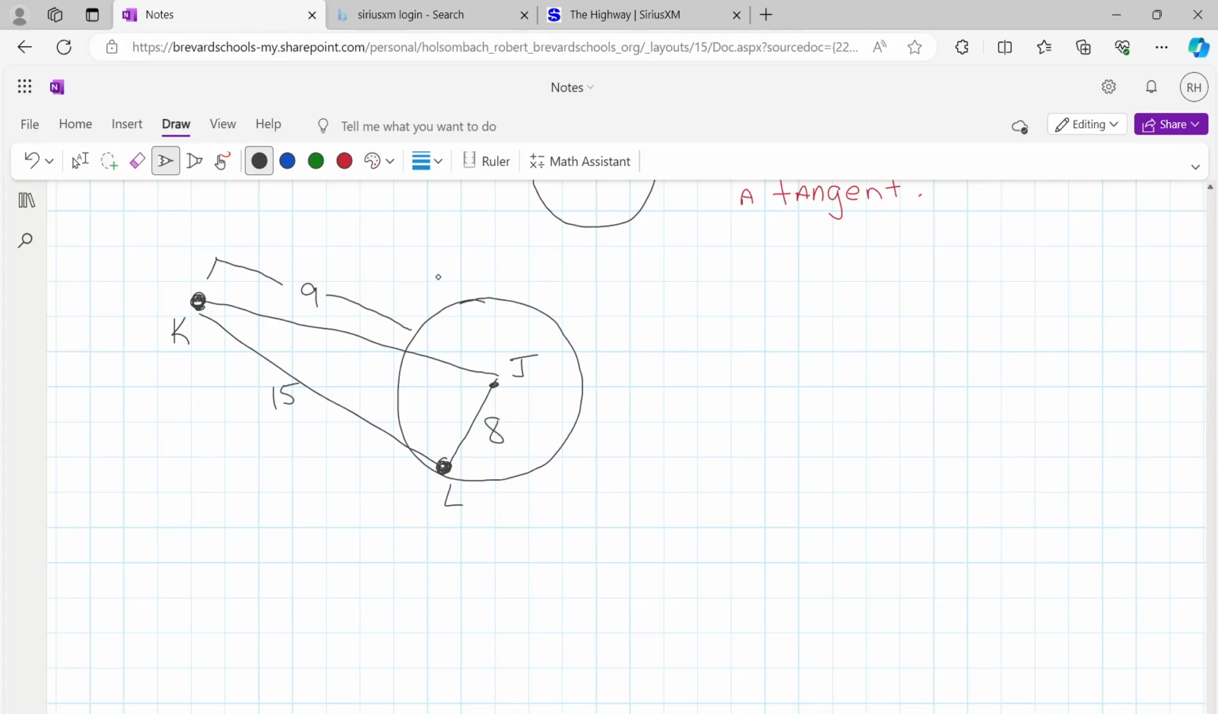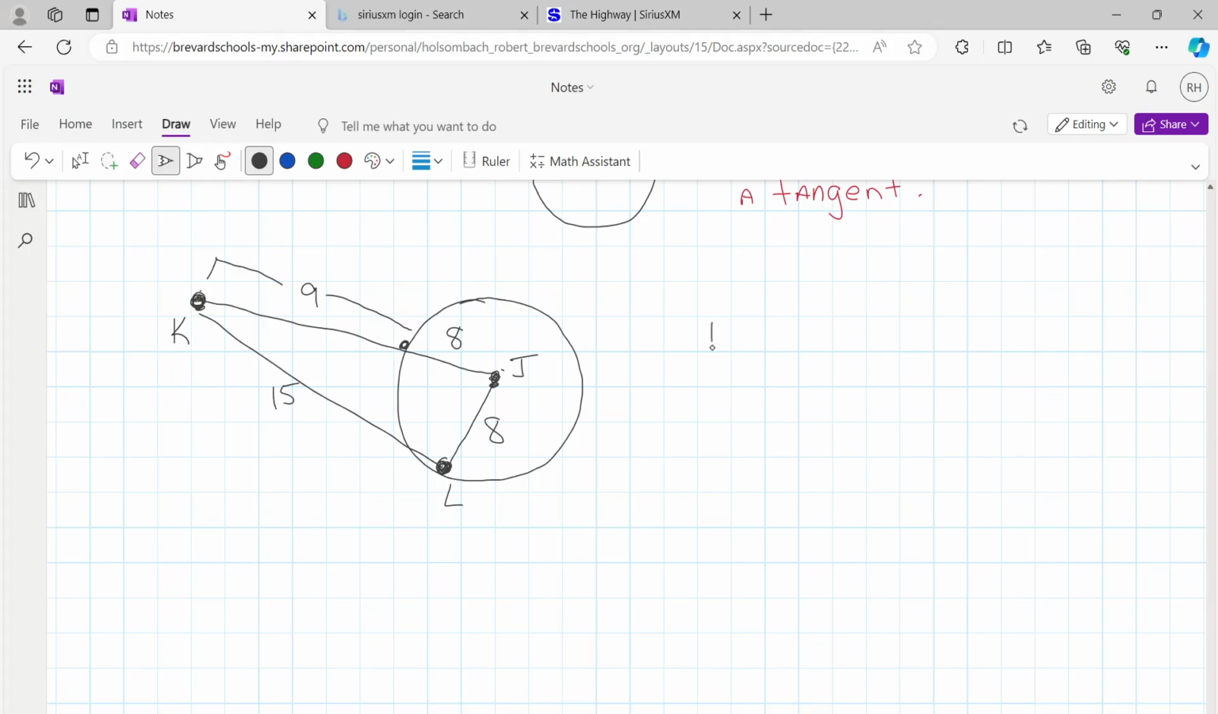What we're going to do now is take 8 squared plus 15 squared. We're going to see if it equals the hypotenuse squared of this right triangle that we just formed, because we're trying to determine if this is a right triangle. Because if this triangle that we just drew is a right triangle, then this angle L down here is 90 degrees. And if angle L is 90 degrees, then KL is tangent to circle J. That's the process. So we got to take this 8 that goes from J to L and add it up here as well, because it also goes from J to the edge of the circle.